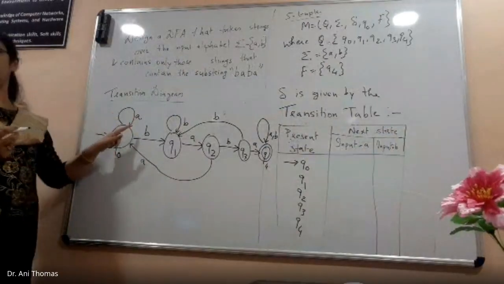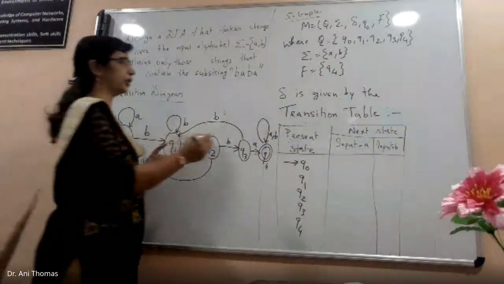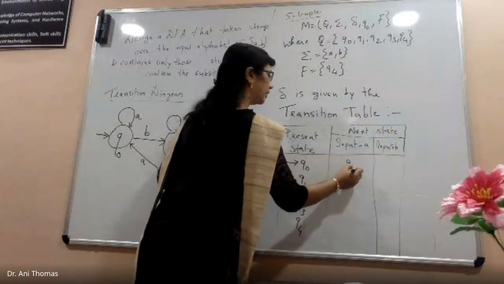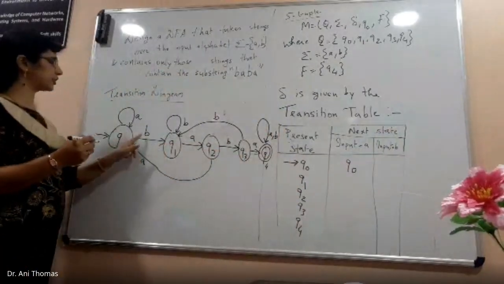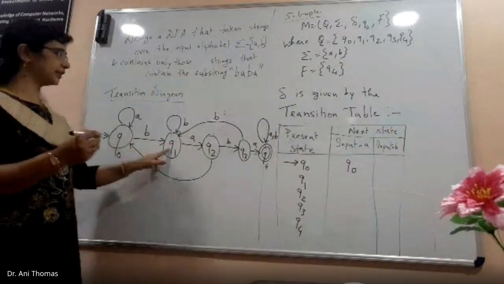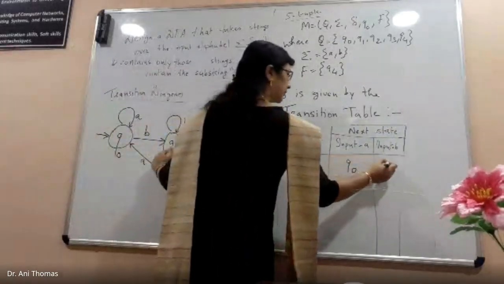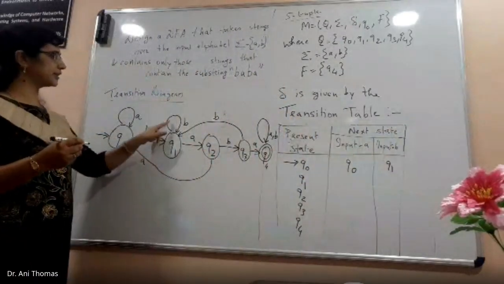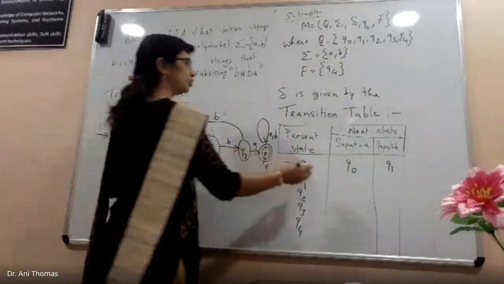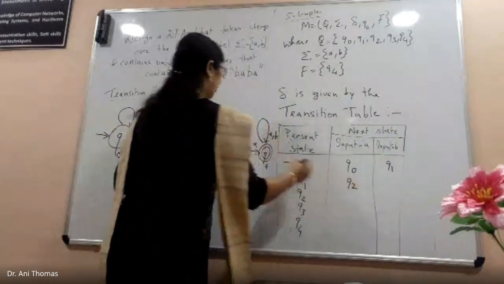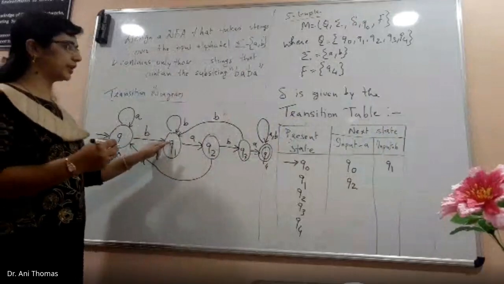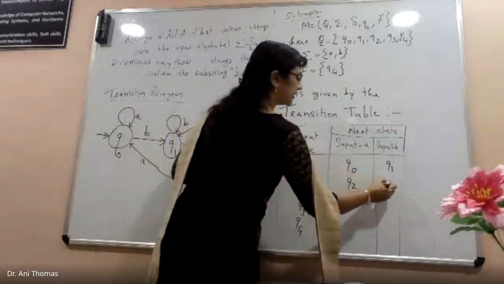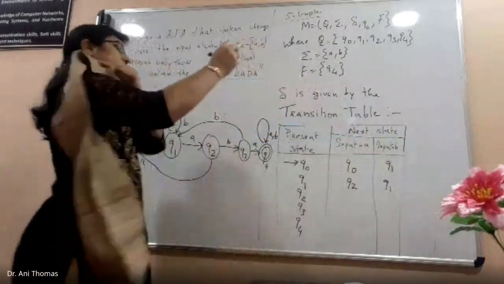Where will Q0 go? Q0 on input A is going to Q0. Q0 on input B is transiting to Q1, so you will write here Q1. Q1 on transition A is going to Q2. Q1 on transition B is going to Q1. That is how you make the transition table.